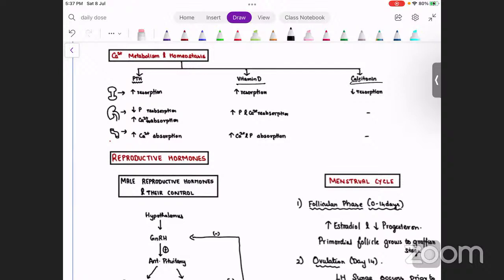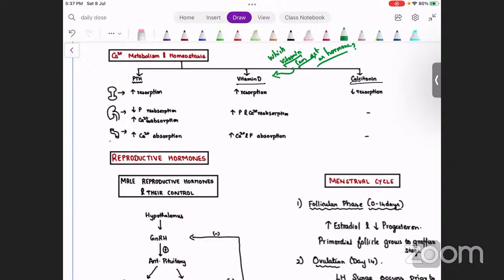Here I want to insist on a few things, people. One is an important MCQ they may ask to confuse us: which vitamin can act as a hormone? That is the question they may ask you, people. The vitamin that can act as a hormone is vitamin D, that is, 1,25 dihydroxy cholecalciferol.